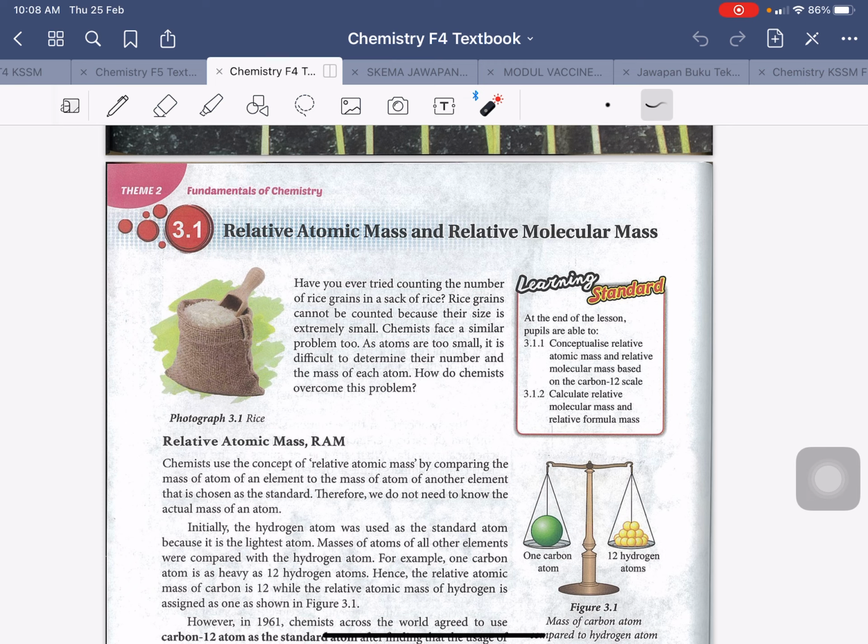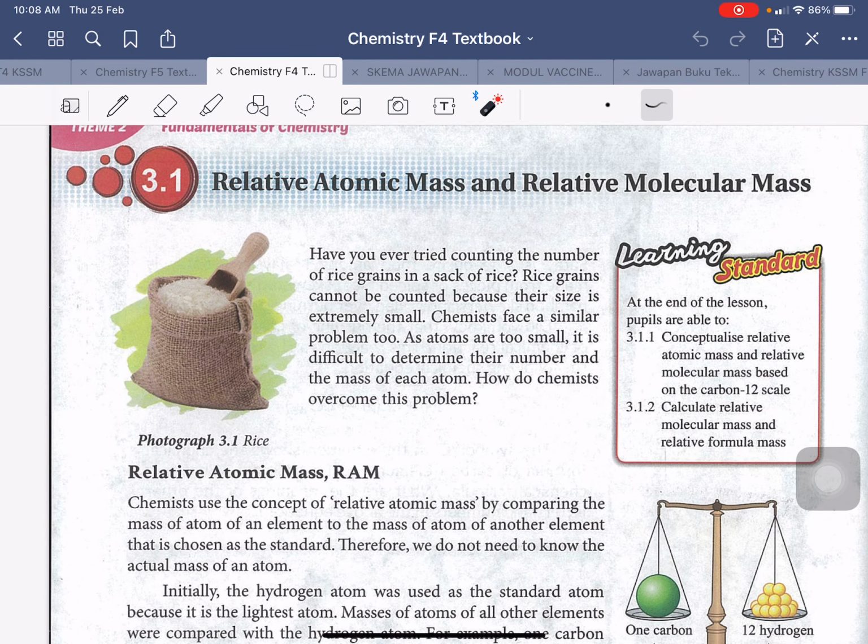Have you ever tried counting the number of rice grains in a sack of rice? Pernah nggak kamu coba? Banyak ba ni? Cannot be counted because their size is extremely small.